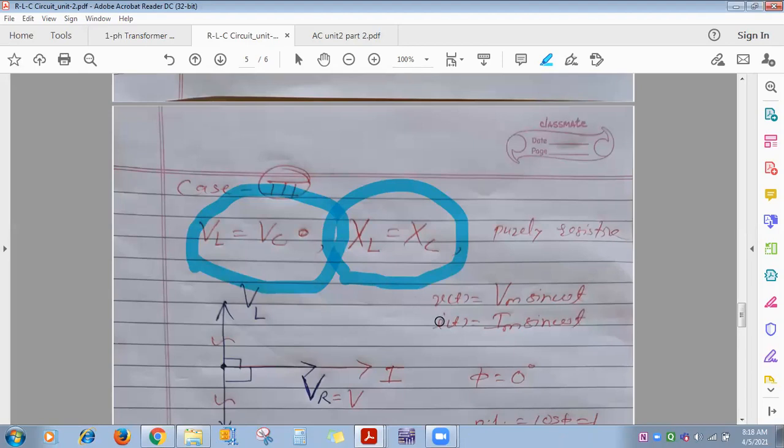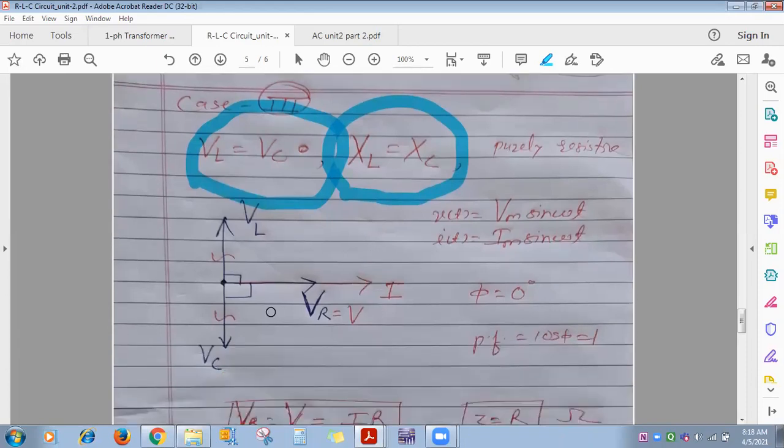So here, when XL is equal to XC, the circuit is said to be at resonance. You can draw the phasor diagram. I and VR are in phase. Then VL leads I by 90 degrees, VC lags I by 90 degrees. So VL and VC are in opposite directions to each other, but both are of equal magnitude.